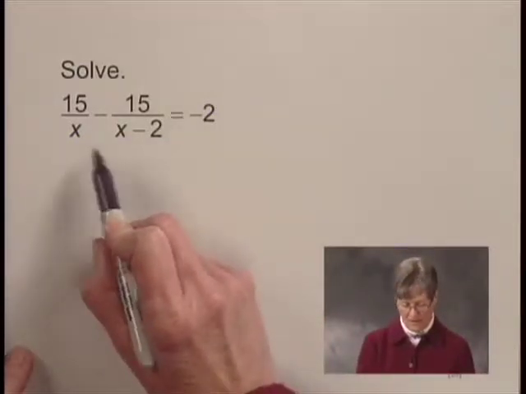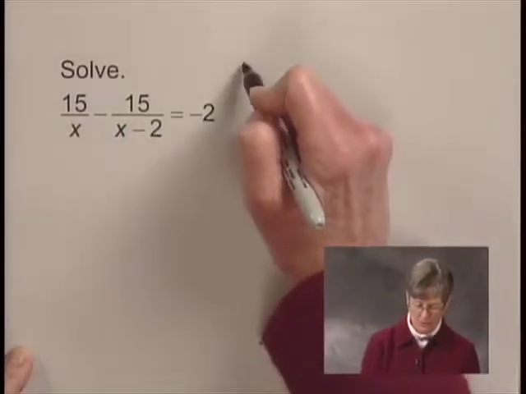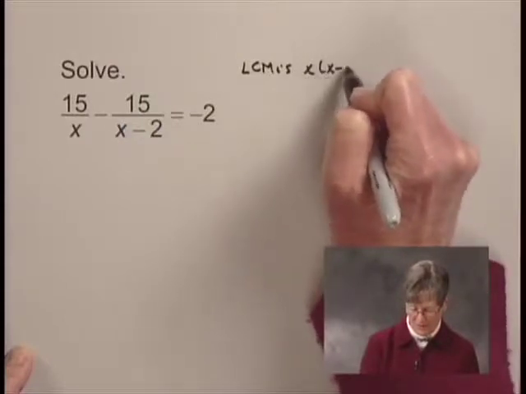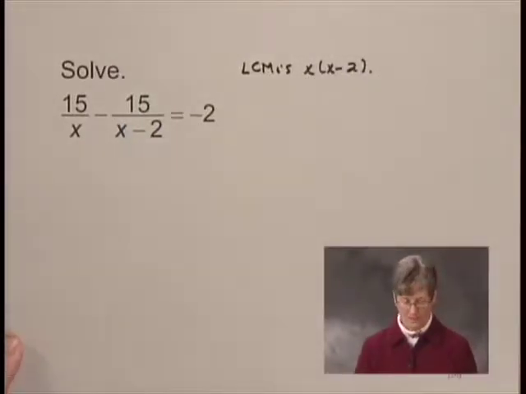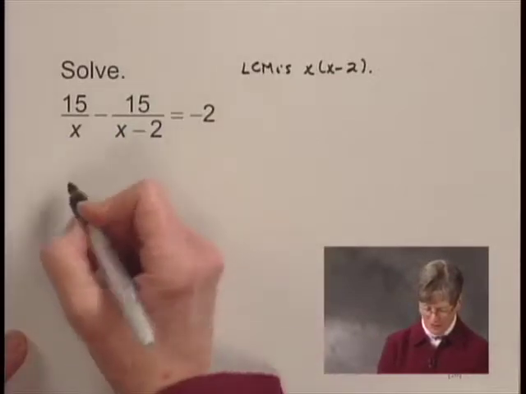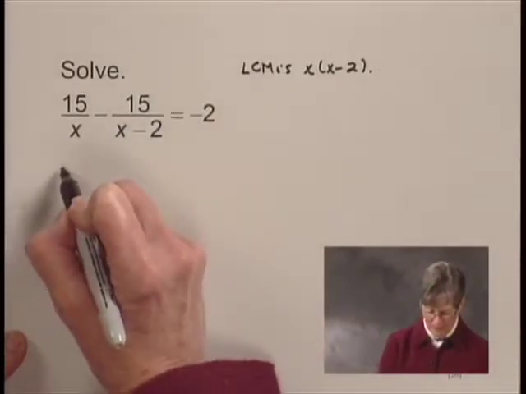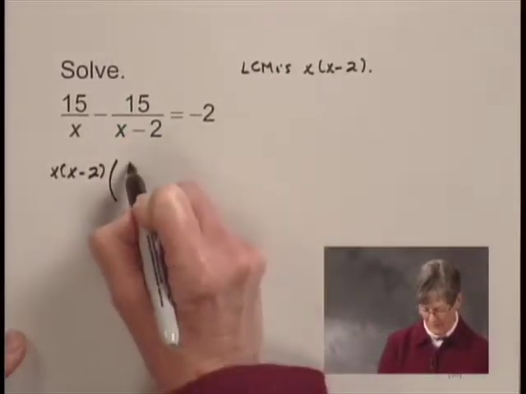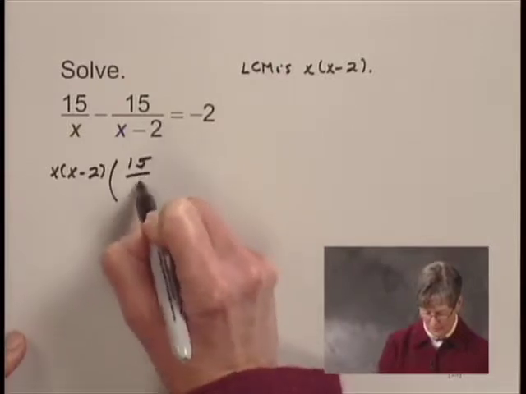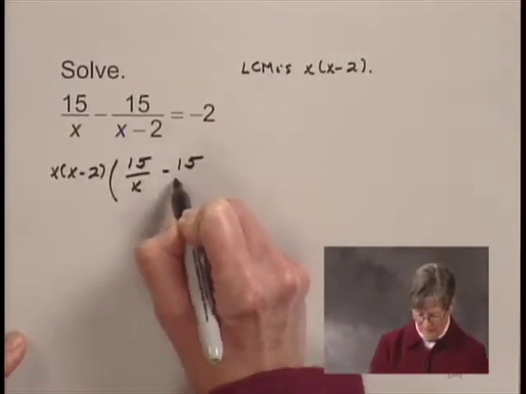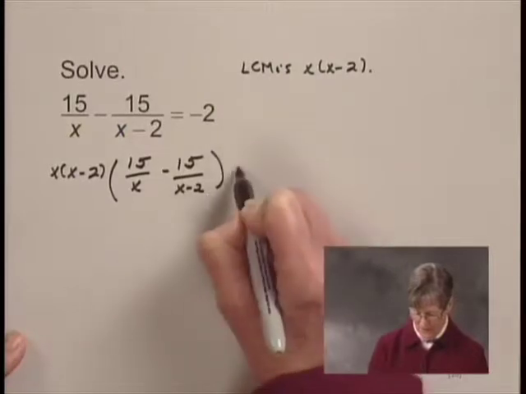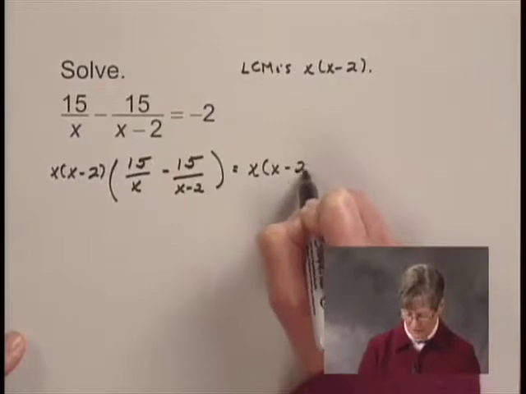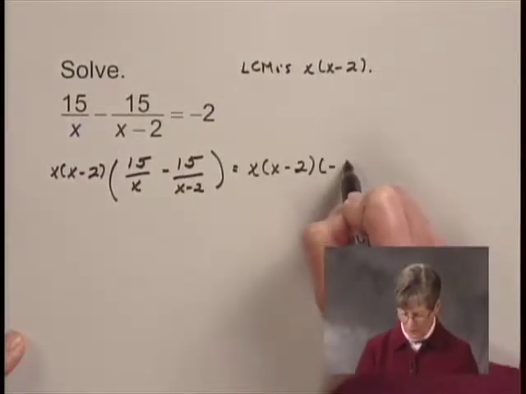I have a denominator of x and I have a denominator of x minus 2. So the least common multiple is going to be just the product of those two, x times the quantity x minus 2. Now let's multiply both sides of the equation by the least common multiple of the denominators. I'll have x times x minus 2 times the whole left-hand side, which is 15 over x minus 15 over x minus 2. And that's equal to, doing the same multiplication on the right, x times x minus 2 times negative 2.